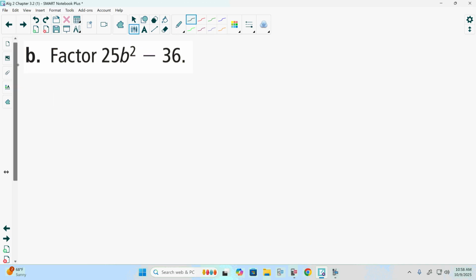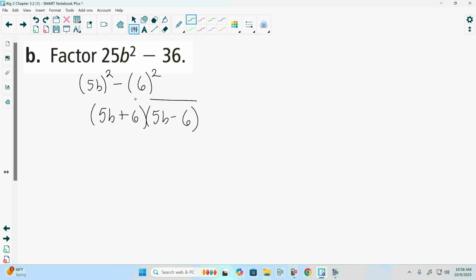25b squared minus 36. So 5b squared minus 6 squared. So that'd be 5b plus 6 times 5b minus 6. Questions on any of this so far?